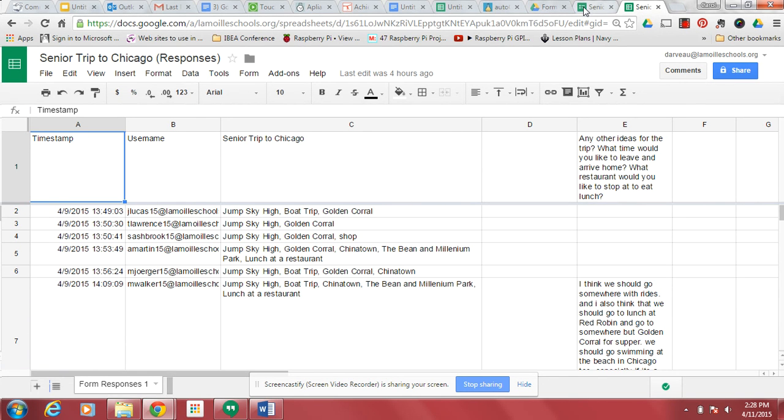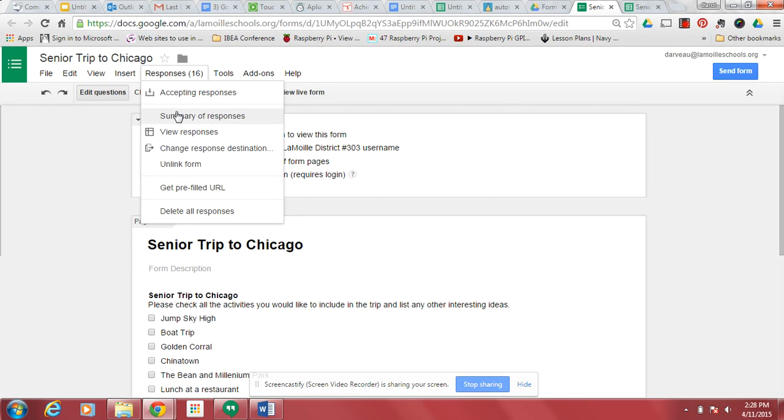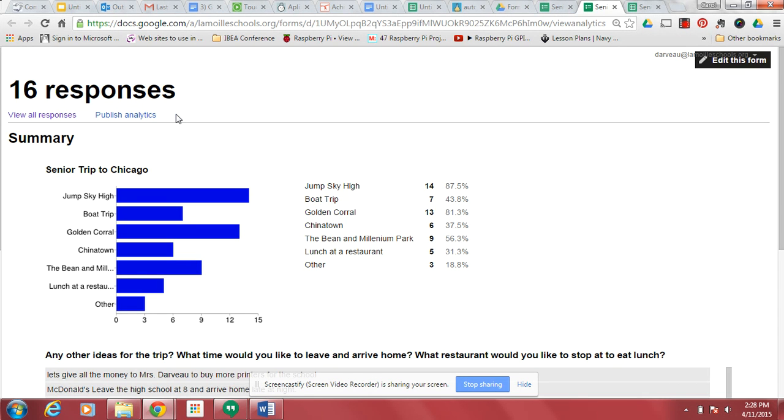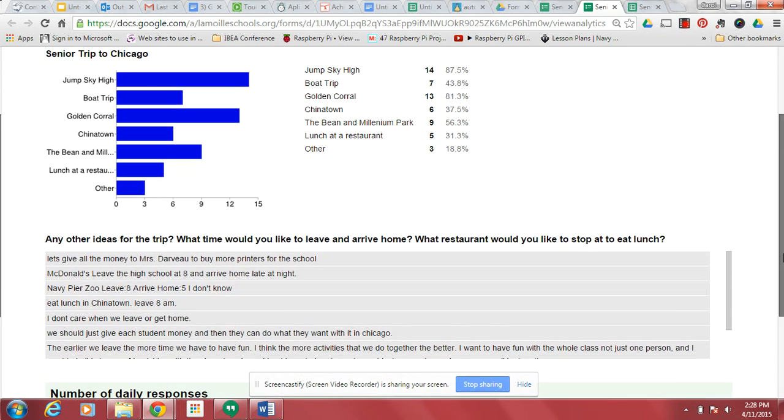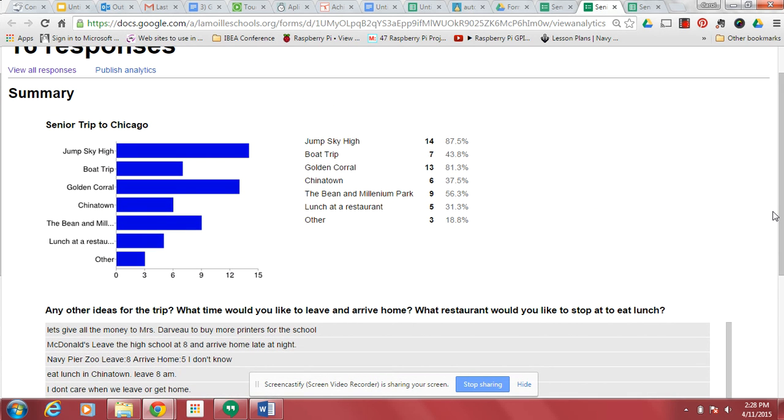One thing that I just found out about, though, is under the form, if you click responses and you go to summary of responses, it'll do a bar graph for you, showing what their favorite activities were. And I really like that. I think the students will really enjoy seeing the visual of that. So forms is becoming one of my favorite things.